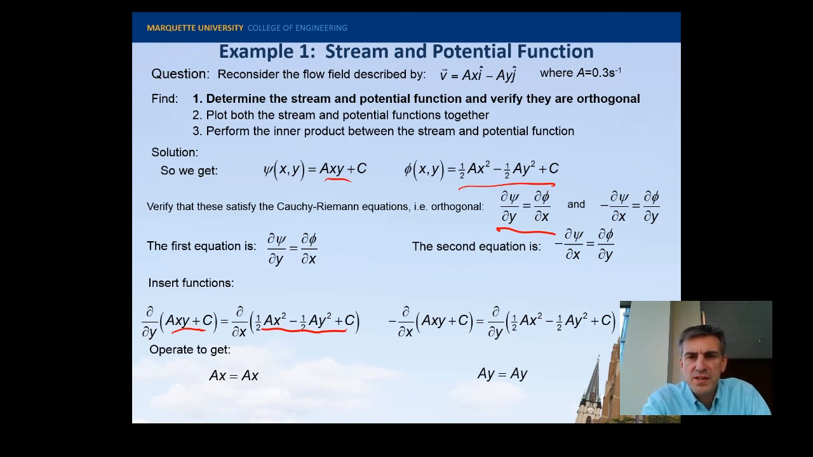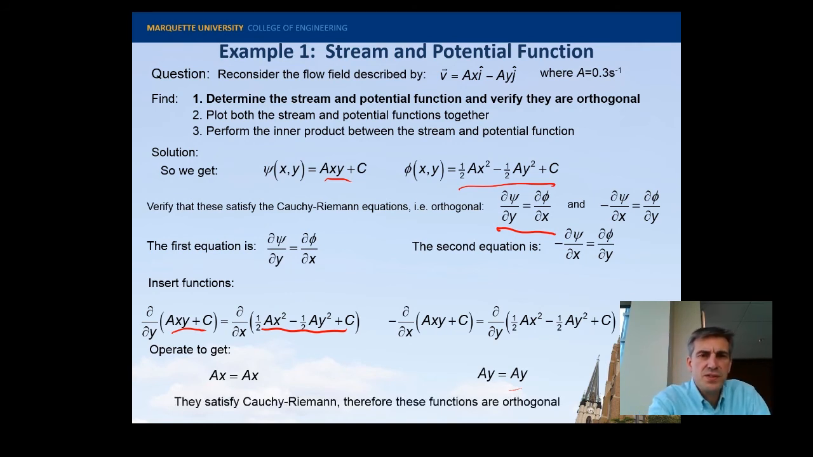We just write the definition of the Cauchy-Riemann equations. We insert the stream function and the potential function. We perform the operation, and we get ay is equal to ay. So the fact that this pair of functions, the stream function and the potential function, both satisfy the Cauchy-Riemann equations means that both of these functions are, in fact, orthogonal.